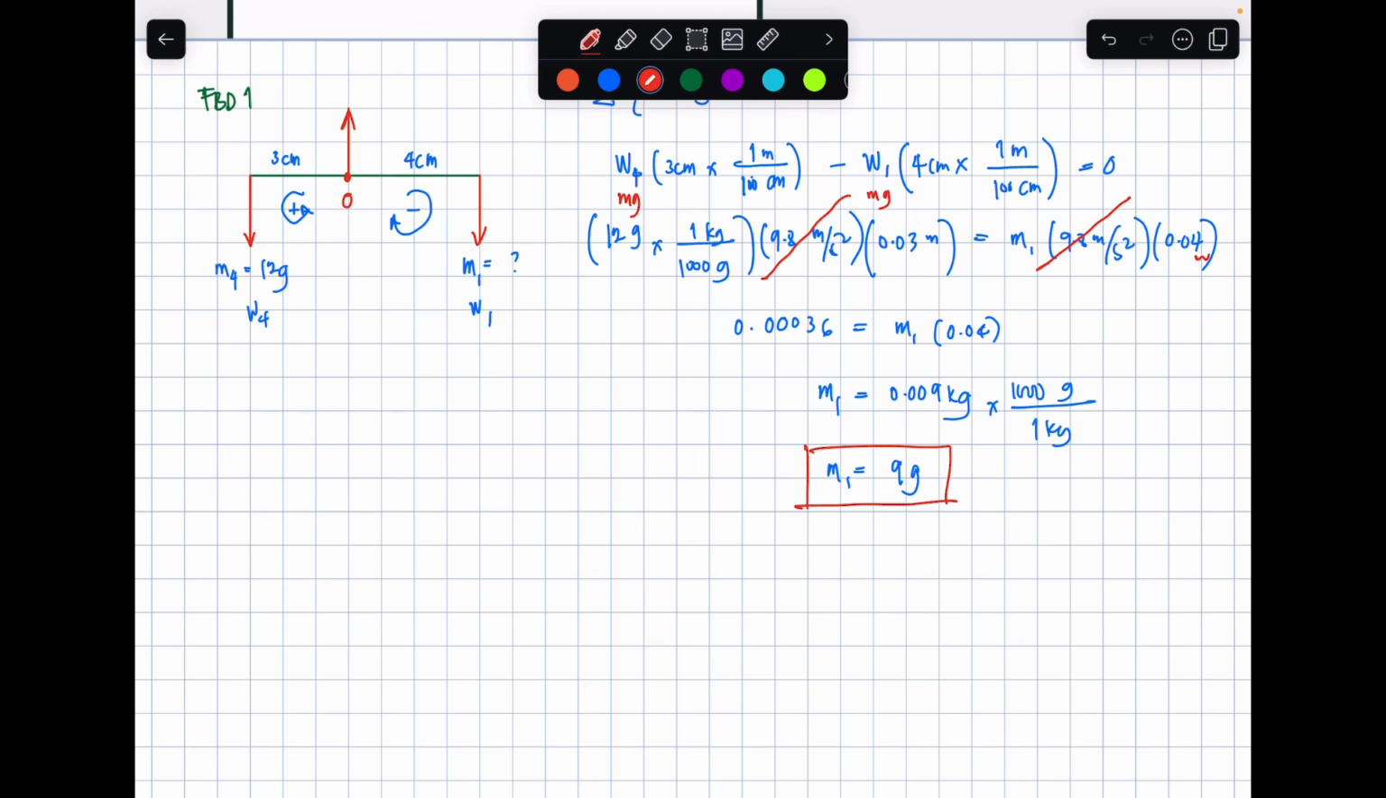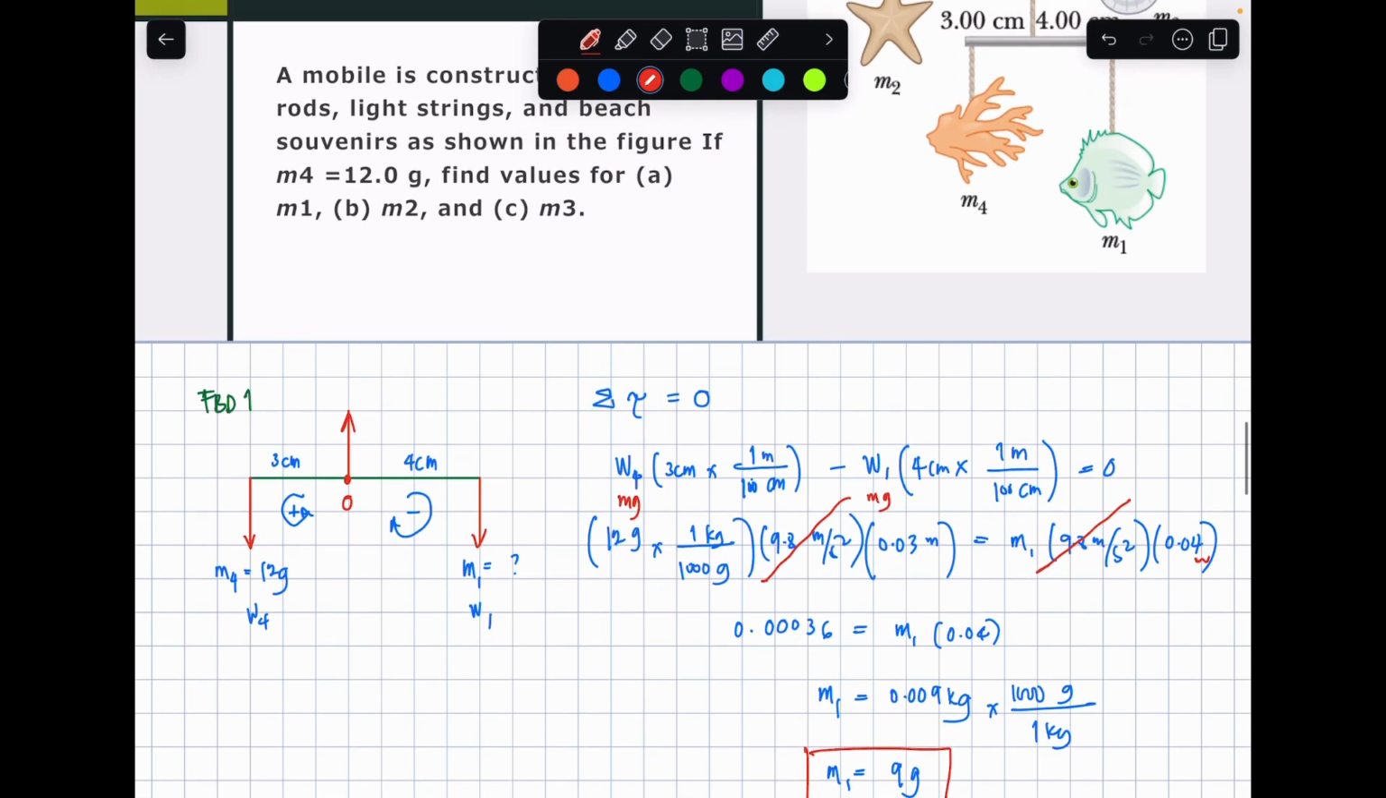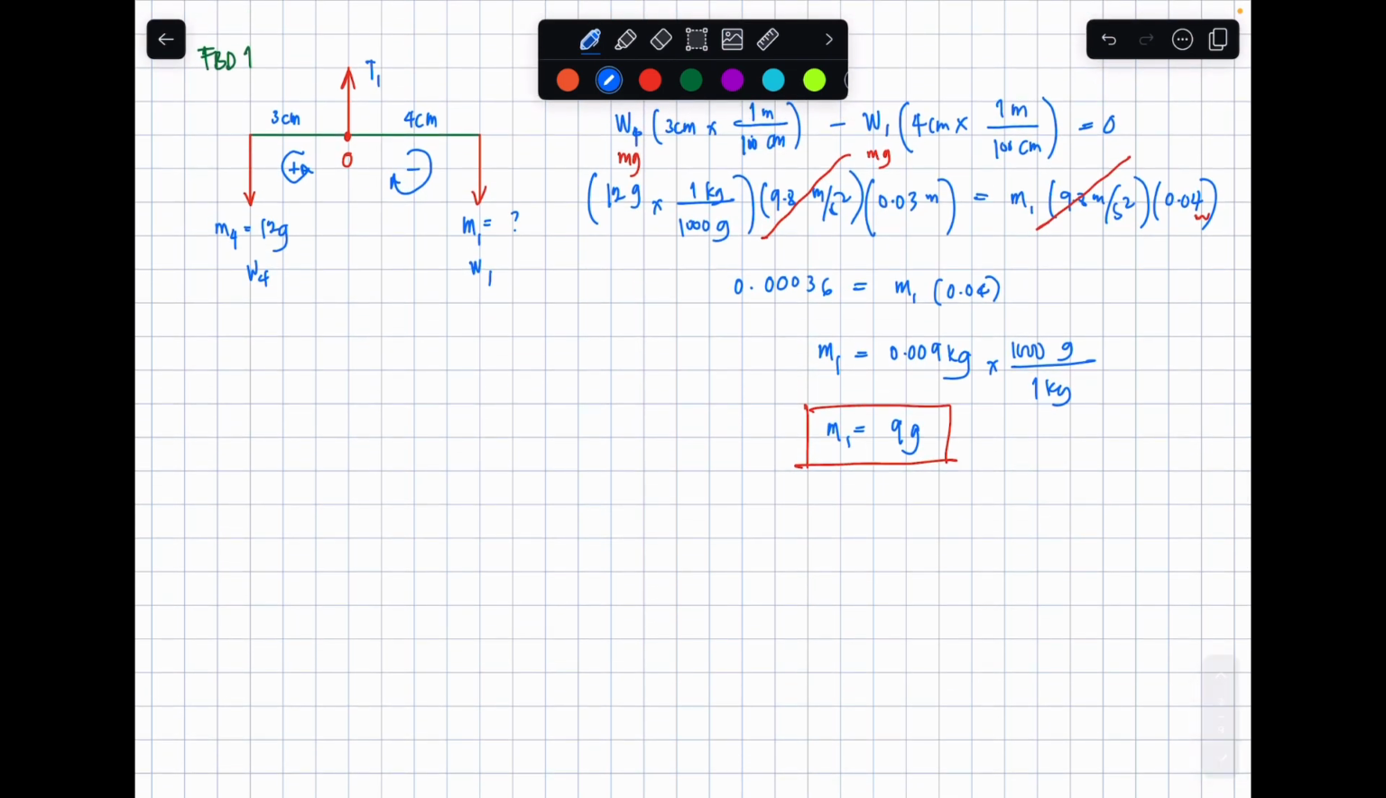So will that be the same then? So 12 times 3 is 36. Then 9 times 4 is 36. Okay. So therefore, let's say I'm going to designate this one as T1. So if we take the summation of vertical forces, which equals 0, then T1 minus W4 minus W1 equals 0. So therefore, T1 is W4 plus W1.